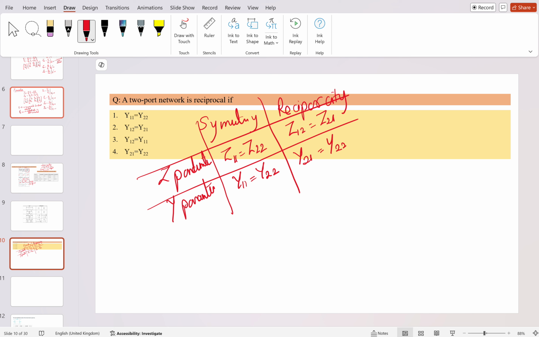So what is the correct answer for this? It is a two-port network with the Y matrix. So in this situation, Y21 is equal to Y12. That is, the second option is correct. If you're facing any doubt, just let me know, if you want to clarify anything.